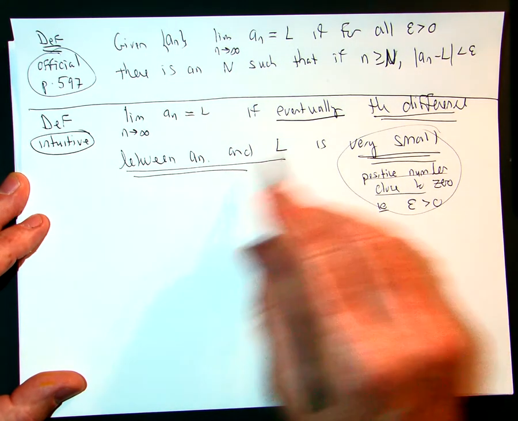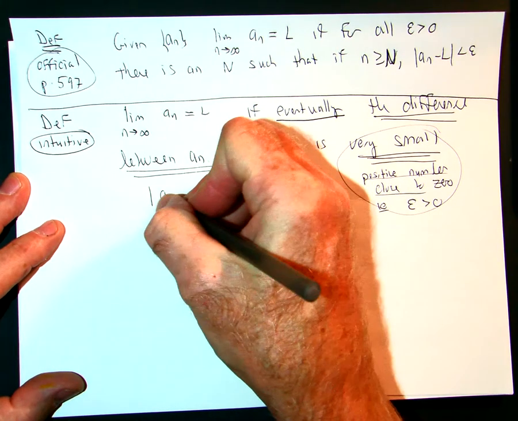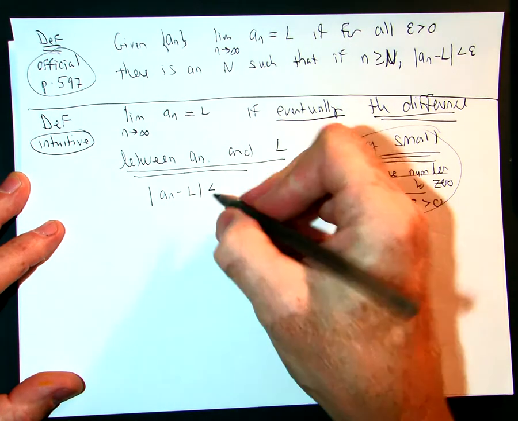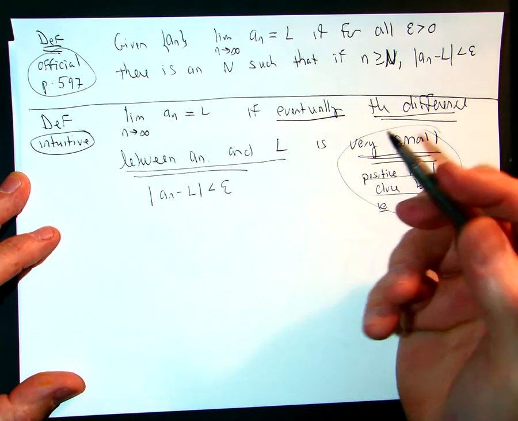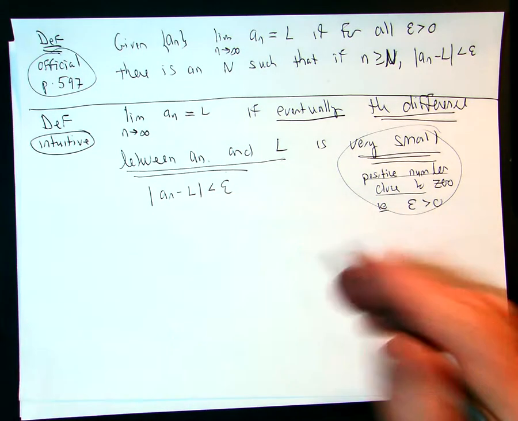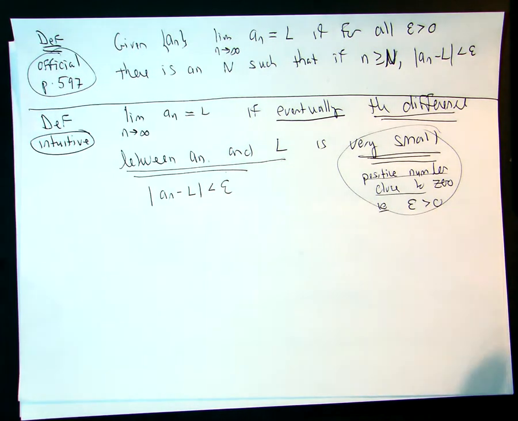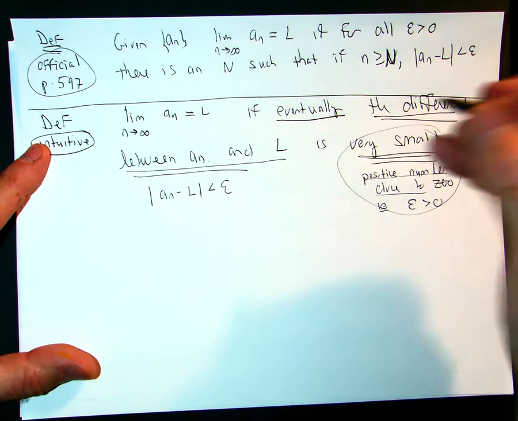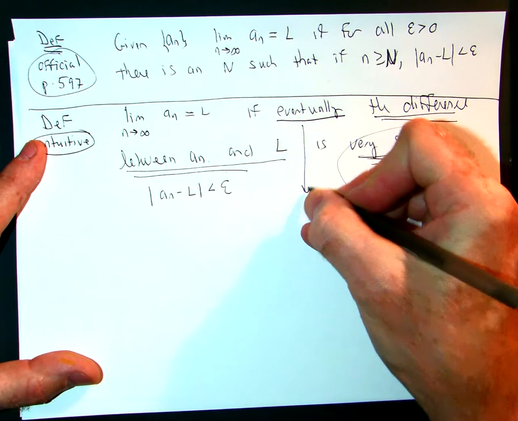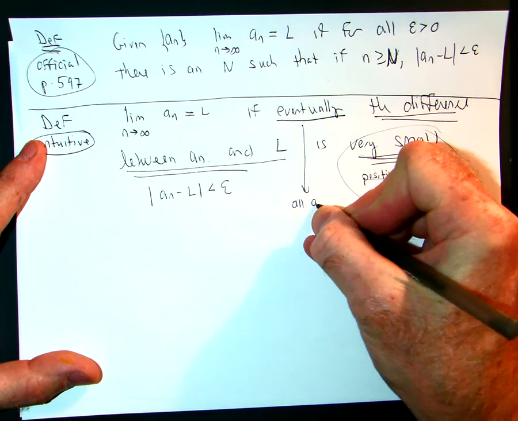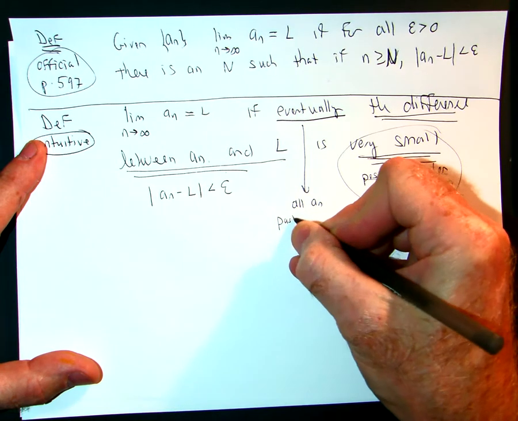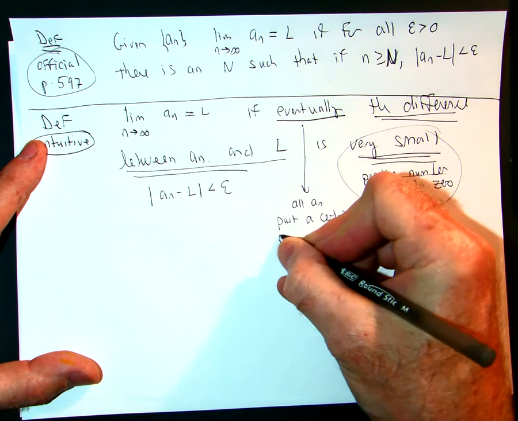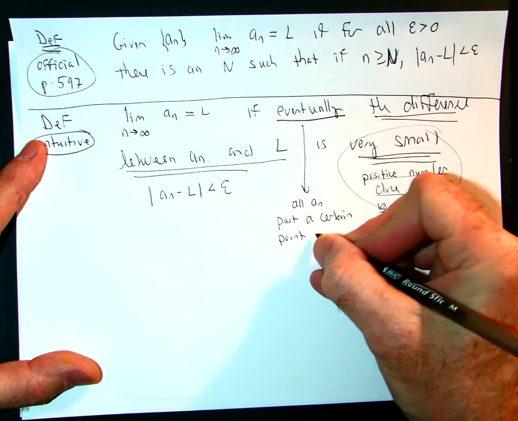The difference between a_n and L, well, that is a_n minus L. So if we subtract a_n from L, or L from a_n, no matter how we do it, it's going to be a very small positive number. So they're going to be very close. And eventually, that's going to mean all a_n past a certain point in the sequence.